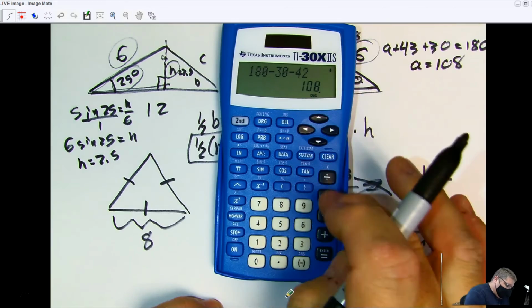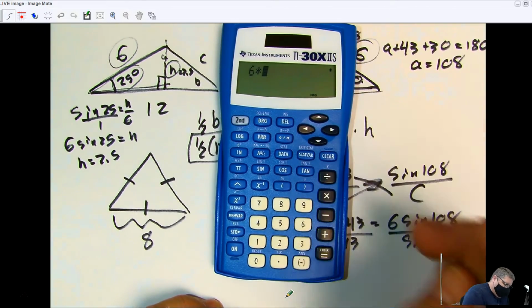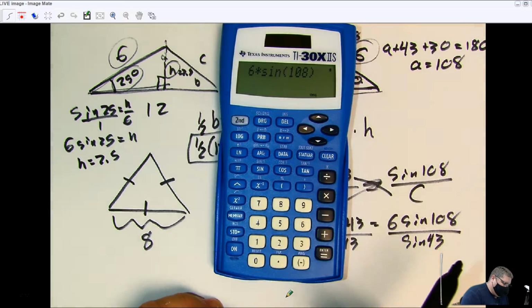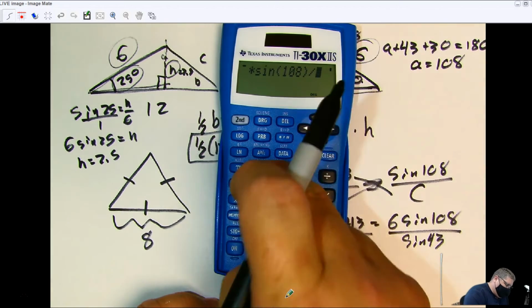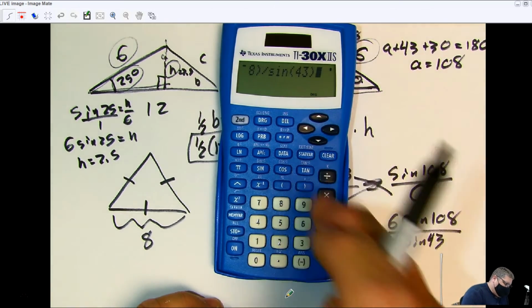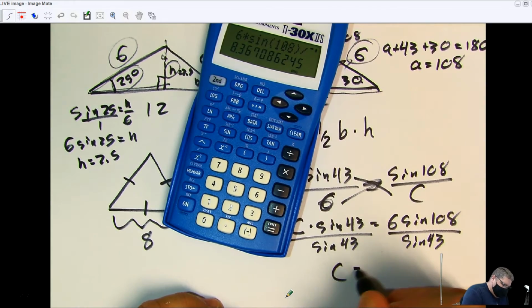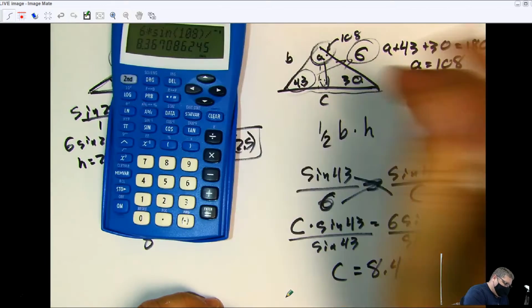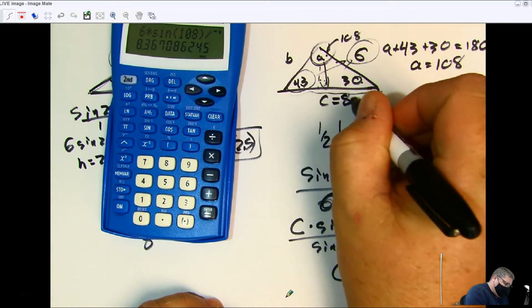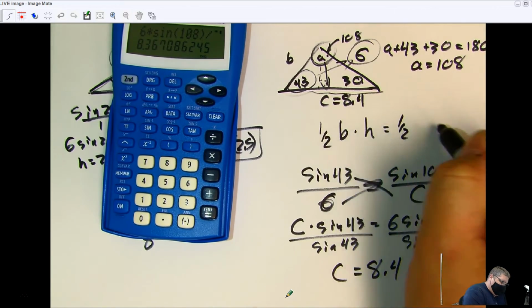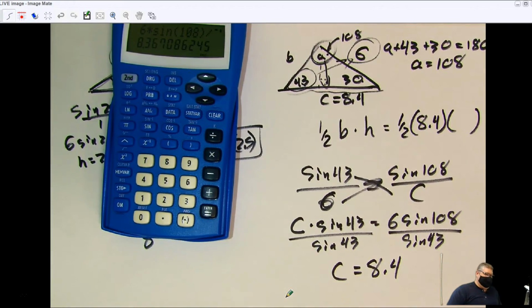So here we go. 6 times sine 108. Don't forget to put parentheses on the end of that, and then divide all that by sine 43. In my calculator, it's real easy. In a phone, it would be significantly more challenging. That's why I do recommend having a calculator. It'd be about 8.4. So that equals 8.4. So now I have 1/2 of 8.4 times, I still don't know my height.